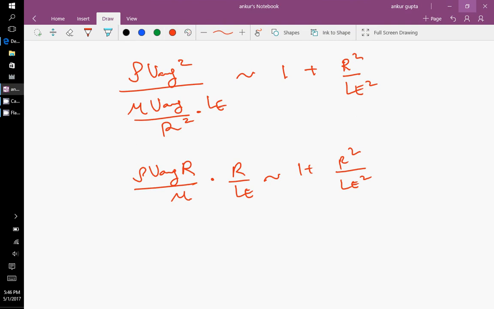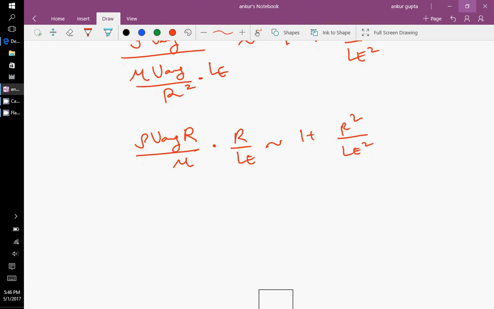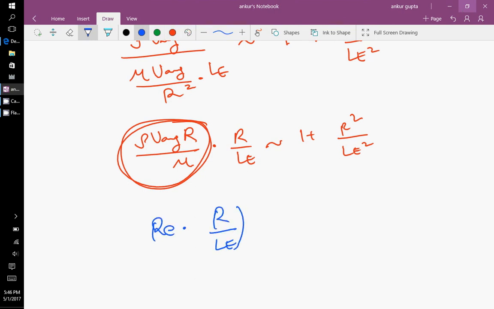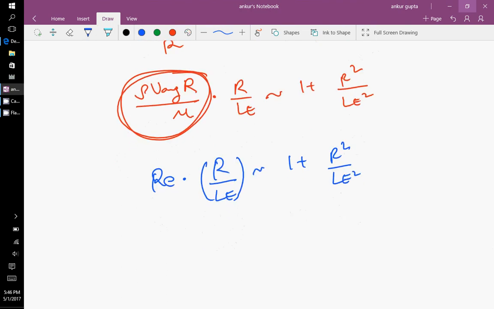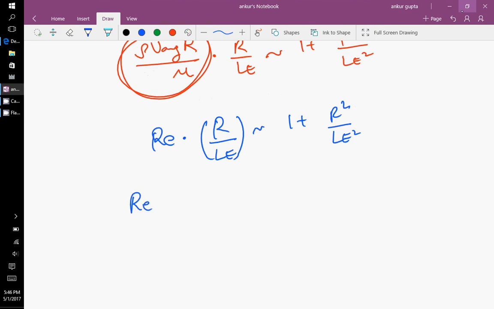Okay, and what this is telling me is that this is actually not exactly Reynolds number, but this is half of Reynolds number, but we can call it similarly to Reynolds number. So this is Reynolds number into r by le is 1 plus r square by le square. Okay, so now we have a few cases possible here. So we have two cases possible, that Re is greater than 1 and Re is much less than 1, and the book talks about both of these cases.